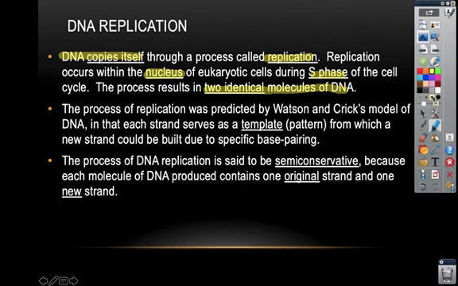Now, Watson and Crick, when they built their molecule in the early 1950s, they actually predicted how DNA would replicate. And later scientists confirmed this. And they said that each strand of the DNA molecule could serve as a template or a pattern from which a new strand could be built using those base pairing rules that were established by Chargaff, A to T, G to C. Now, as the process of DNA replication was confirmed, scientists came up with a term to describe that process, and they said that replication is semi-conservative.